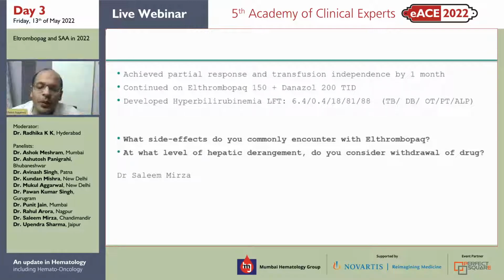So with eltrombopag, what we have encountered most commonly is transaminitis. Nothing else, no other major side effect has been seen. If the transaminitis goes beyond 5 times the upper limit of normal, we hold it for a week, call the patient after a week, and if it starts resolving, we reinitiate it. So we don't hold off or stop the drug completely.